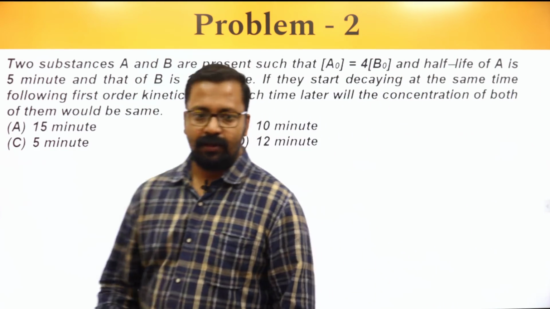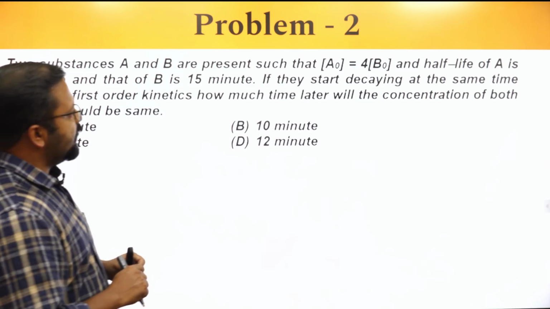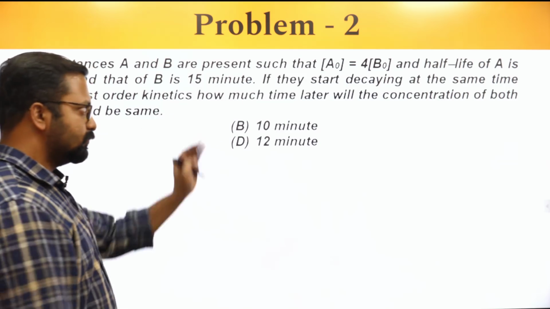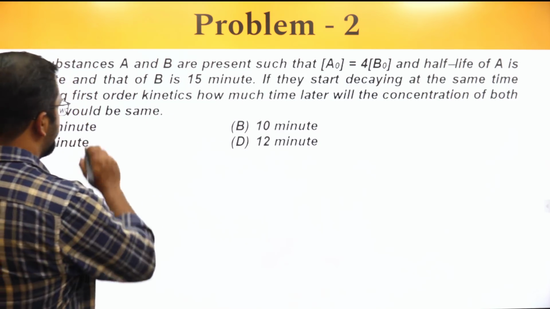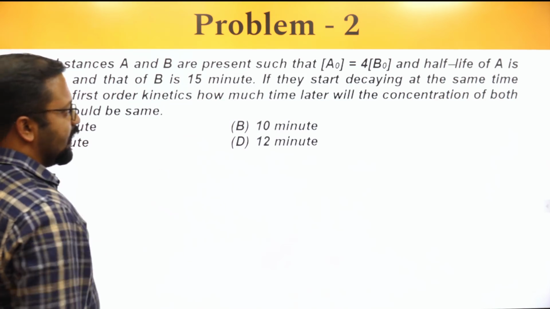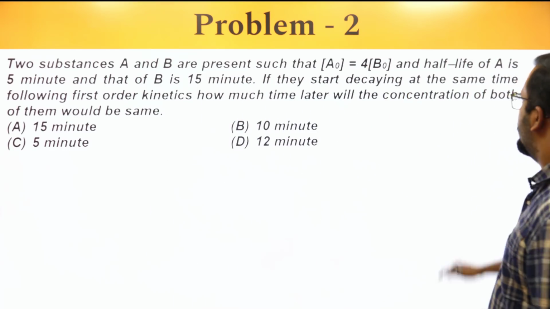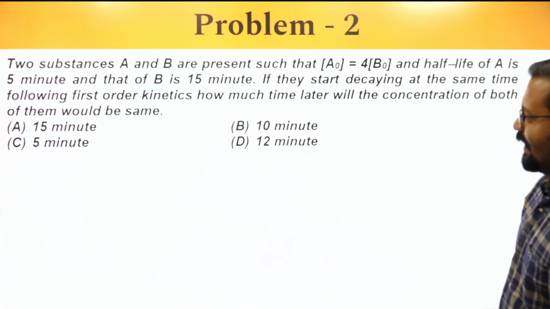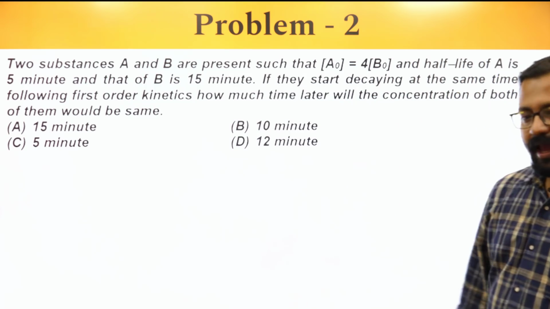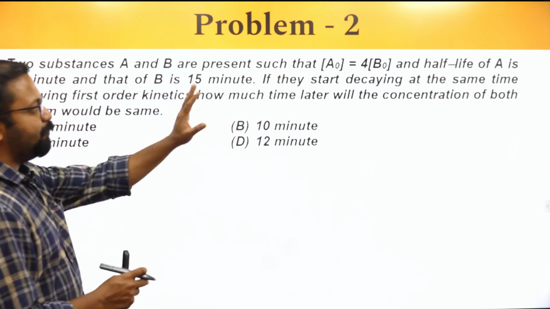Next question is this. Two substances A and B are present in such a manner that A naught is equal to 4B naught, and the half-life of A is 5 minutes and that of B is 15 minutes. If they start decaying at the same time, following first order kinetics, how much time later will the concentrations of both be alike? After how much time the concentration of A and B will be alike?